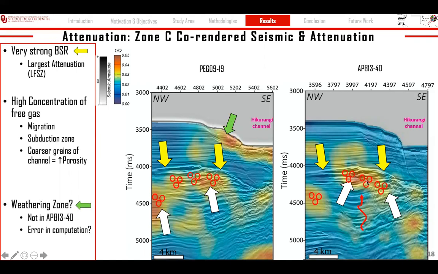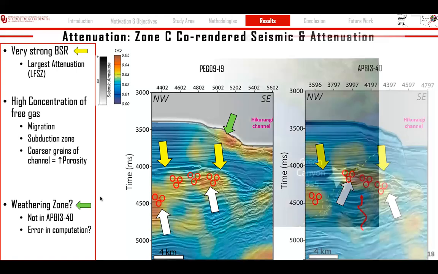in this region. We also observe a high attenuation response directly below the seabed, which we interpret as a potential weathering zone. However, this response is not observed in the APB13 survey, even though they are located several kilometers away from each other. It's difficult to suggest whether this is a weathering zone or maybe a computational error.